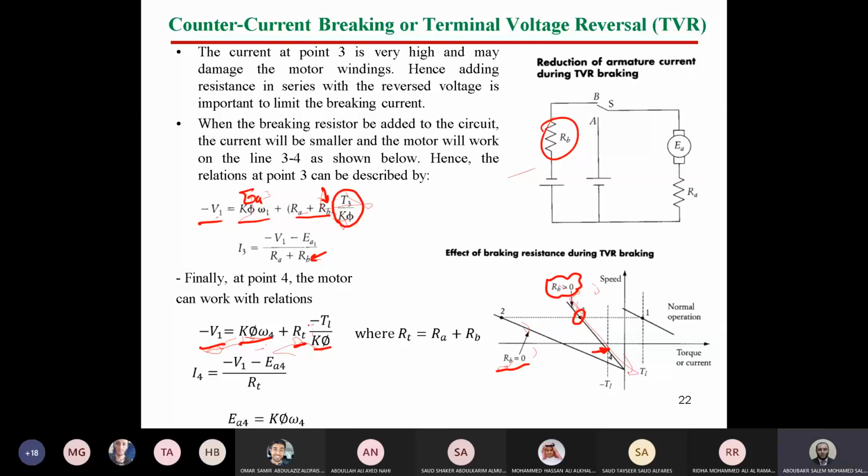Okay, so this means that all of the relations are multiplied by a negative sign. So it will be the same as the motor operation now. Is it clear, guys?